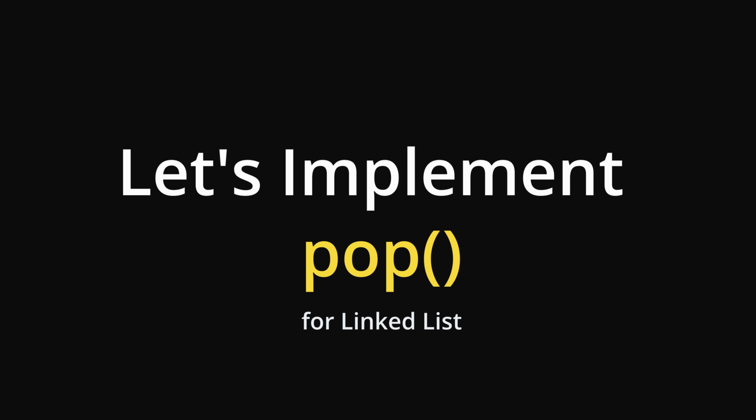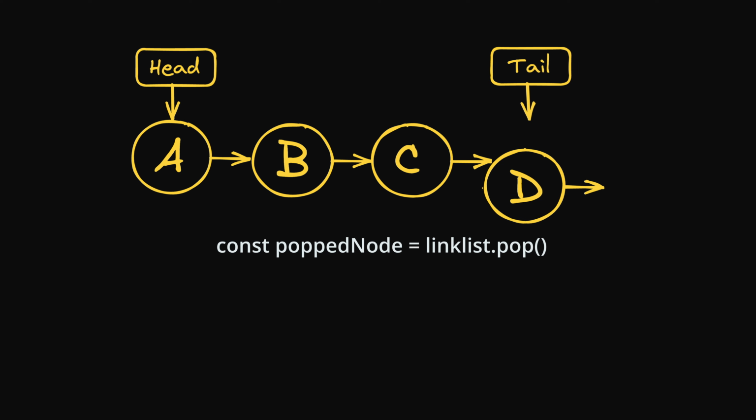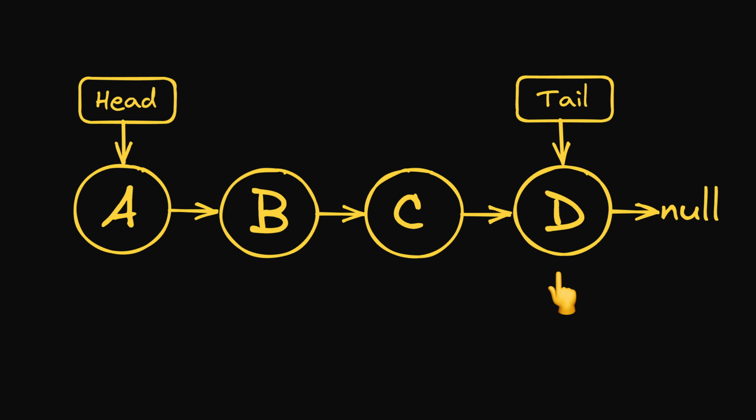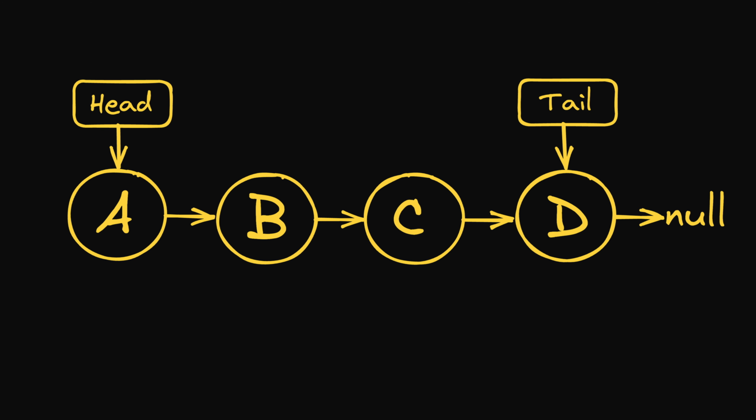In this video, let's implement our pop function. A pop function can be used to remove the last node from a linked list and return it. But how do we remove the last node from the linked list? We will have to do two things.